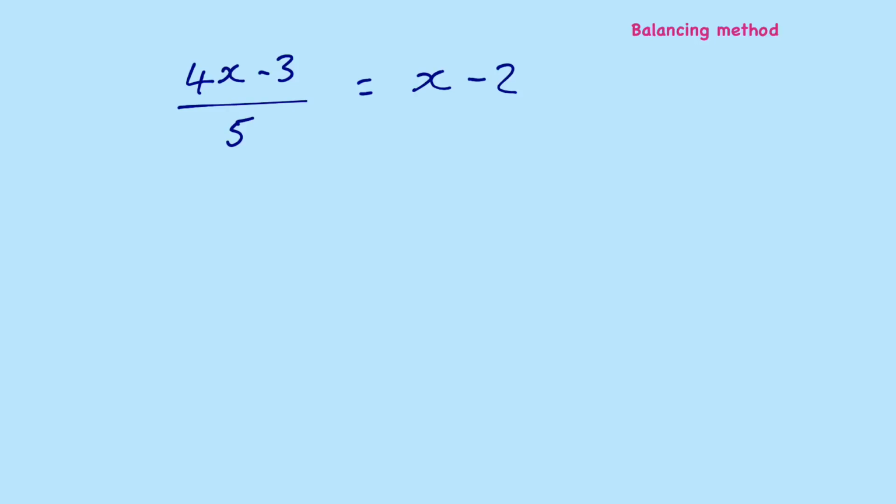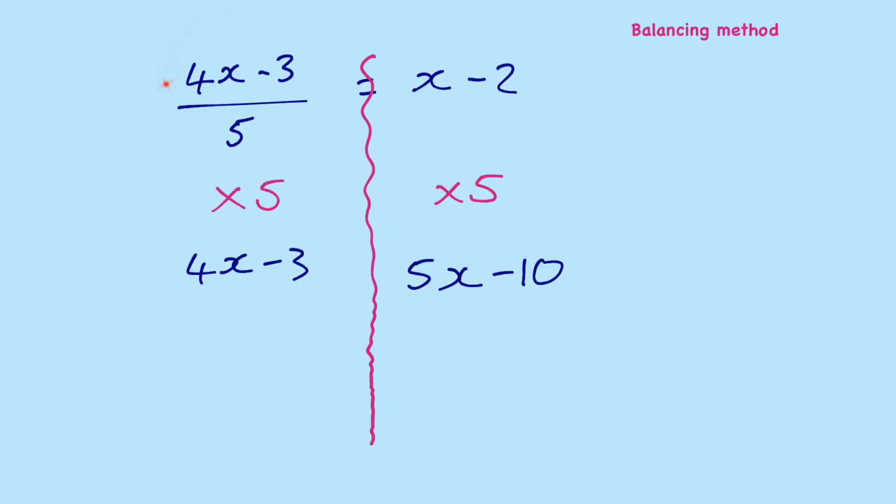In this example, the fraction has two terms in the top, 4x and a minus 3. Now don't forget, in the fraction, this line means divide. We are going to continue using our balancing method as shown in previous clips. So the first thing I will do is draw this line down the middle. Then I want to get rid of the divide by 5. To do that, we will undo that operation by timesing both sides by 5.